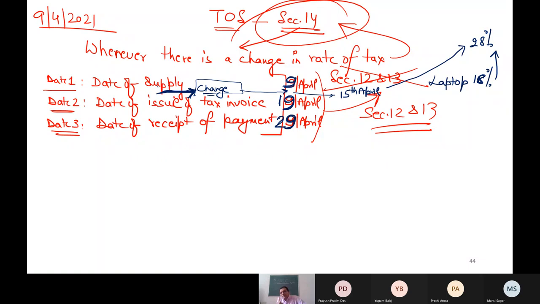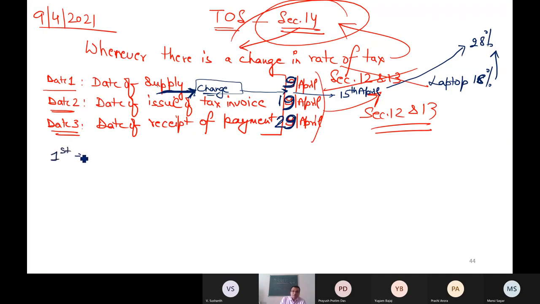But you must remember in section 14 that it is applicable whenever there is a change in rate of tax. This is one thing. Second, you need to be concerned about three different dates. You have to check three different dates. What is the date of supply? What is the date of issue of tax invoice? And what is the date of receipt of payment? This is the second thing. Now, third, how will you proceed?